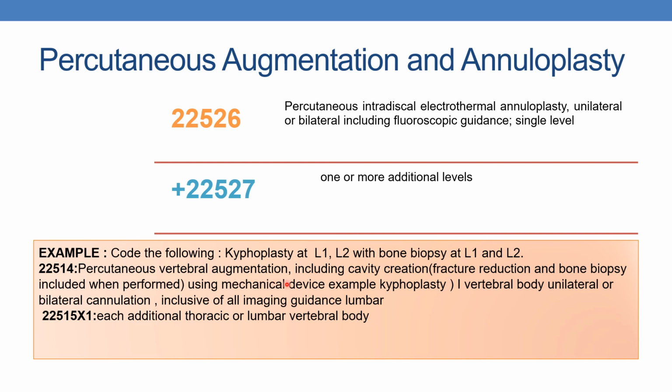So percutaneous vertebral augmentation including cavity creation using mechanical device, example kyphoplasty, one vertebral body, unilateral or bilateral cannulation inclusive of all imaging guidance, lumbar. 22514 deals with the lumbar region. The next is 22515. This is an add-on code because here there are two vertebrae, L1 and L2. So for L2, the additional add-on code 22515 should be reported. Each additional thoracic or lumbar vertebrae.